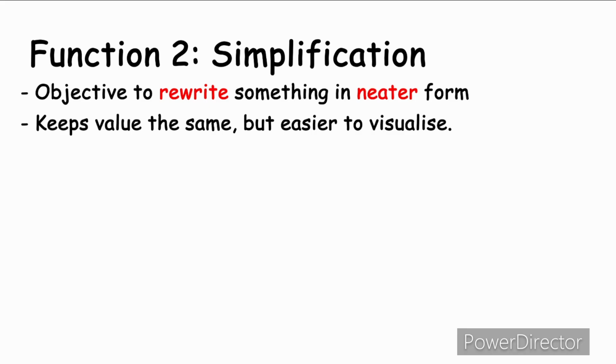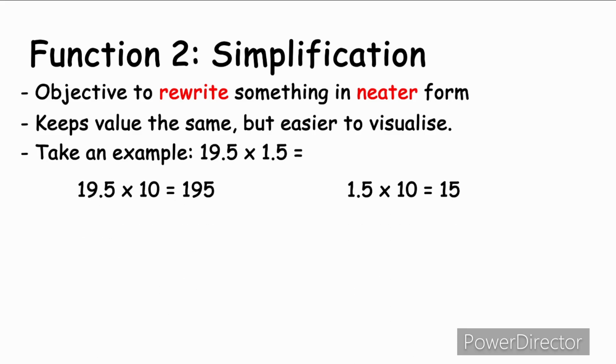So second function, simplification. This is to rewrite something into a neater form without compromising its value. This is mainly used in answers, but can also be used in the original question to make our lives easier in answering the question. For example, 19.5 times 1.5 is a typical decimal question which is annoying to think about. But if we multiply both numbers by 10, we will get integers, which is relatively easier to calculate.